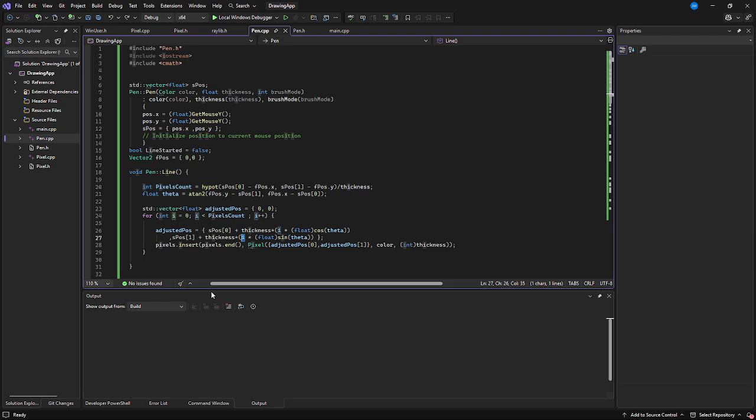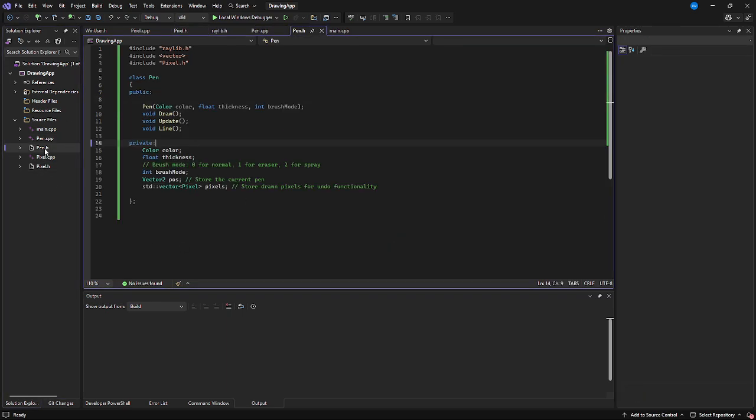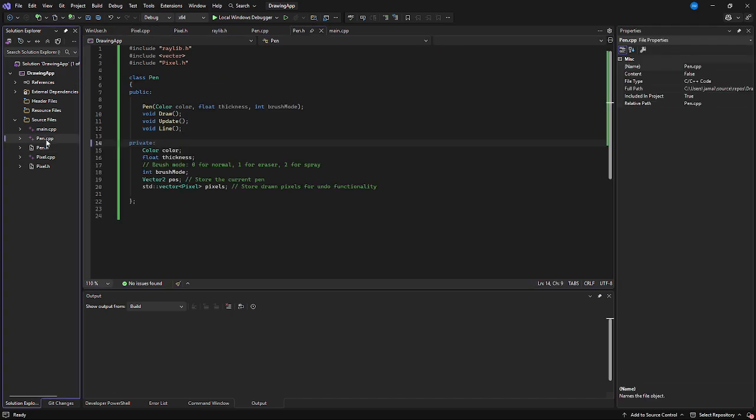Cosine and sine are very useful if you want to have direction in any context. Even if you know trigonometry, you will use these, and they are some of the most useful things in math. Then pixels.insert: if I go to my pen.h, pixels is a vector of pixels. I decided to use vectors. I'm in love with vectors.